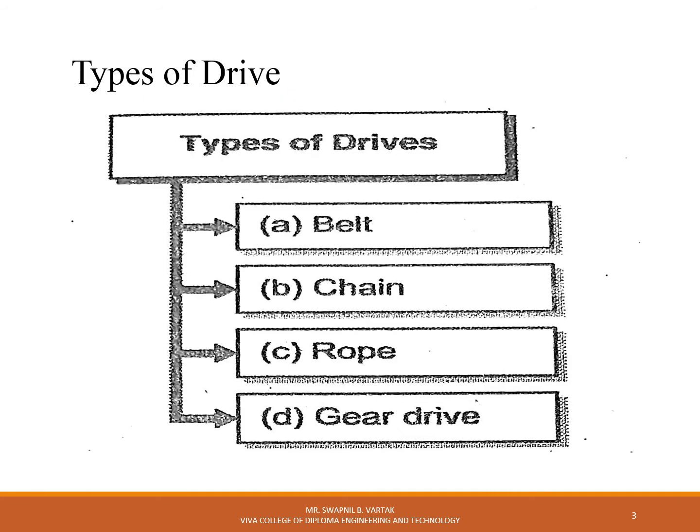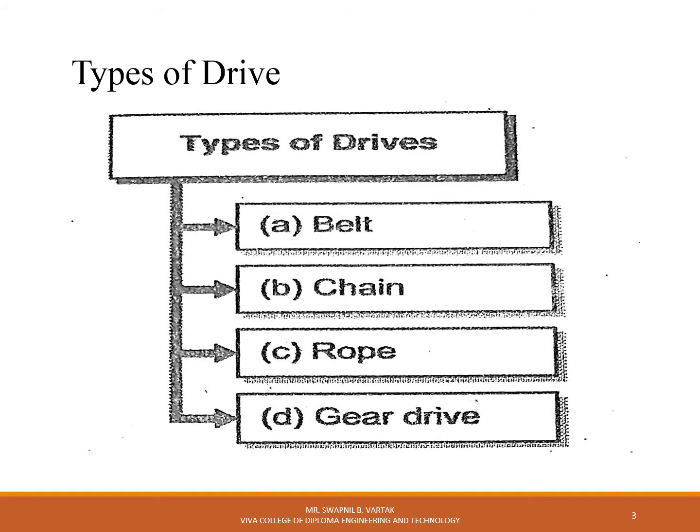Types of drives: belt drive, chain drive, rope drive and gear drive. In belt drive, belt is used for transmission of power from one shaft to another when the distance between the shafts is up to 8 meters. Pulleys are mounted on shaft and a continuous belt or rope is passed over them.